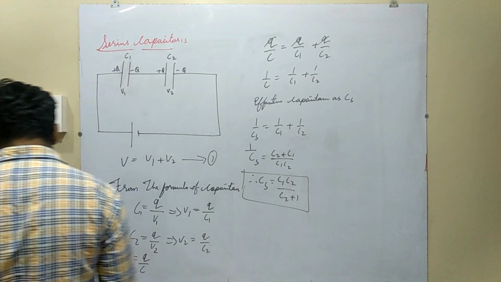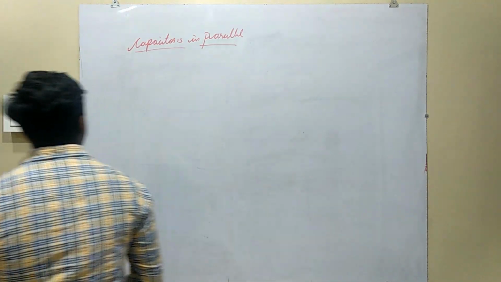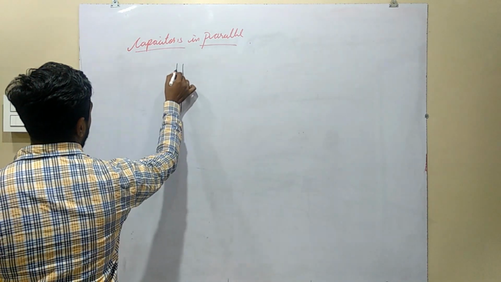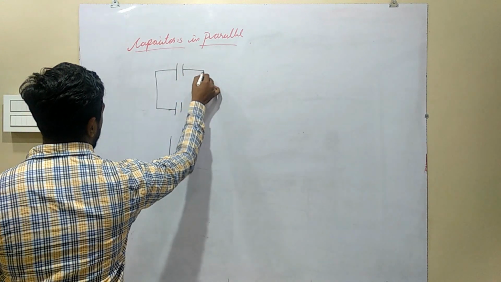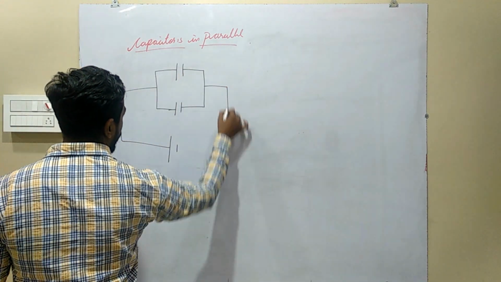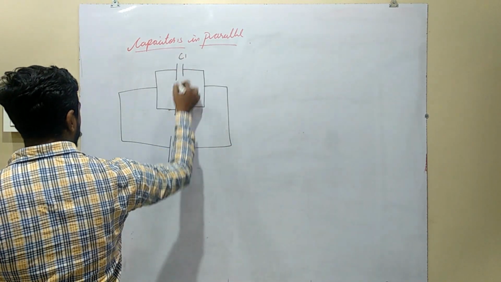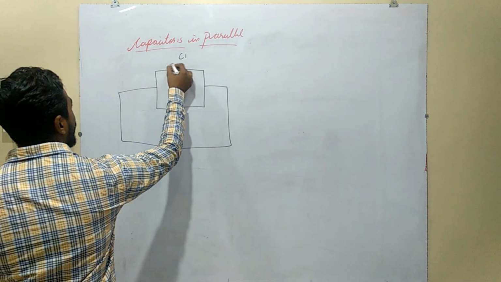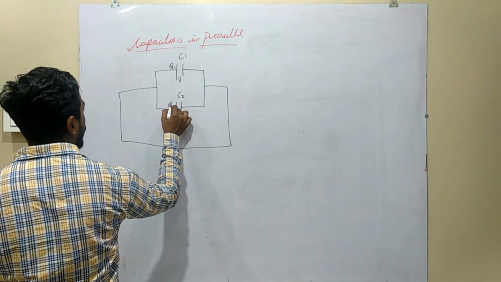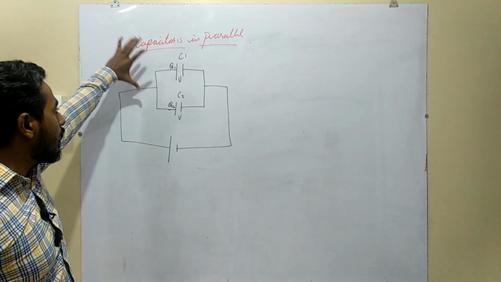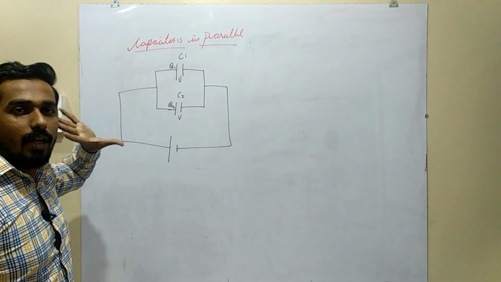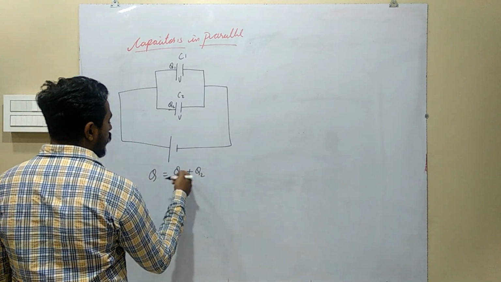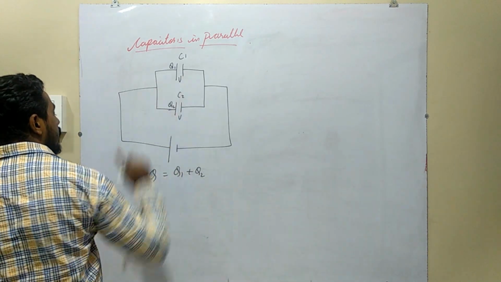Similarly, we have capacitors in parallel. Okay, let us first draw the diagram for this one. This is C1, this is C2, and here potential will be constant, but changing is charge. Here I have Q1 and here I have Q2. As I told you, whenever there is a constant value, we don't have to take that. We have to take the changing value, that is the variable value. Here Q is equal to Q1 plus Q2. Why? Because we have two different Q1 and Q2, but potential is the same, V and V.